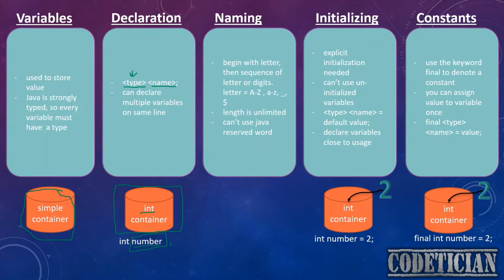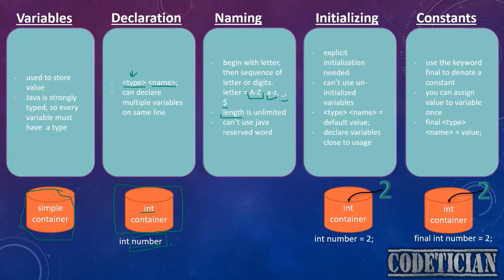Now, for the naming conventions of the variable, there are some rules. It can begin with a letter and then a sequence of letters or digits. Now, what is a letter? A letter can be capital A to Z, small a to z, or underscore and dollar. So it can begin with underscore as well, and it can begin with dollar as well, but this is not a recommended practice. Whenever you are creating variables, begin with letters like A to Z or small a to z. Don't begin with underscore or dollar, although it is permitted.